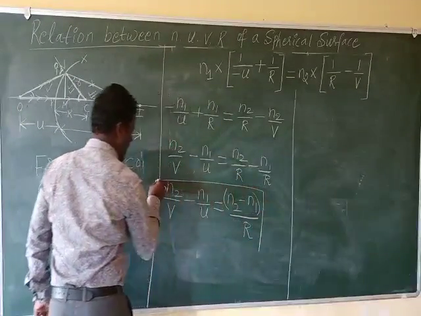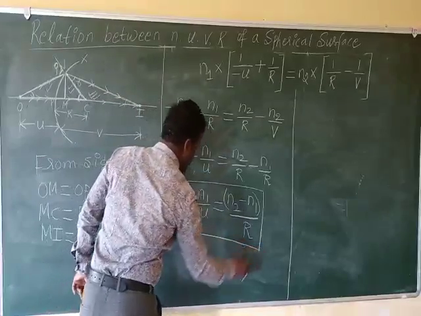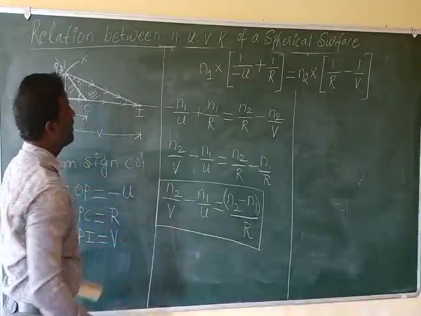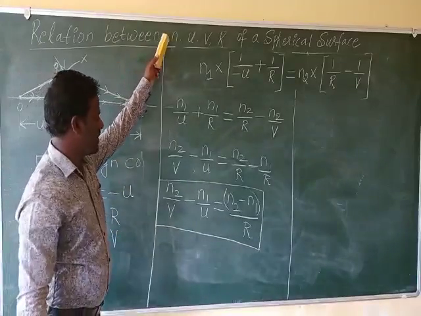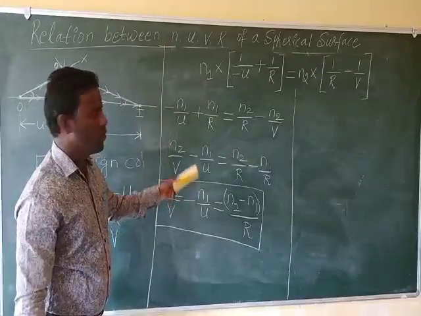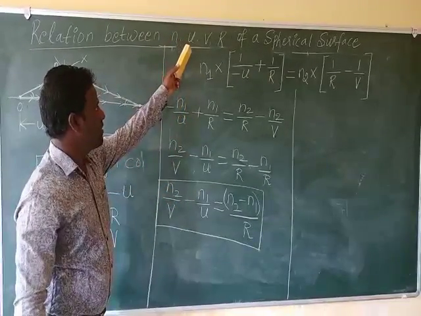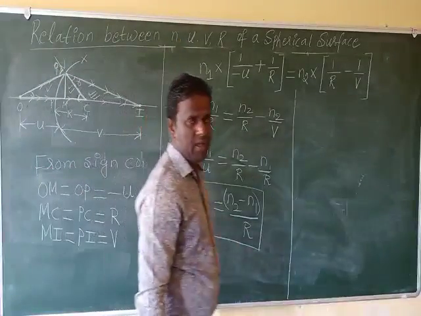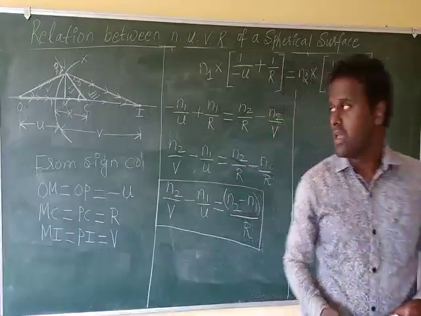This is the standard relation between the refractive index N, where N means N1 and N2, the object distance U, the image distance V, and the radius of curvature R. R means radius of curvature.